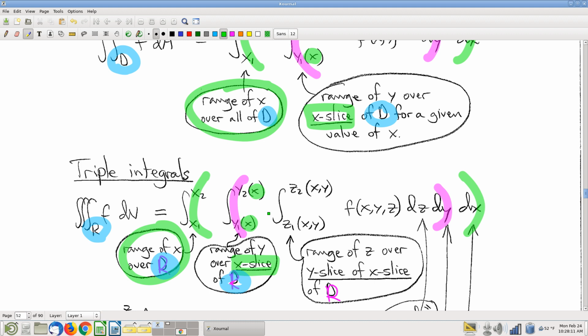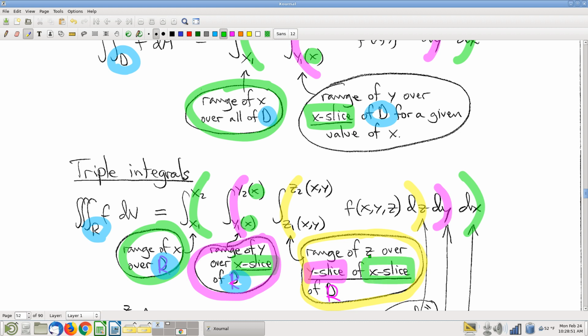So the tricky bit here is that now there's yet another step. There's this z integral on the inside here. So what's the range of values of z? Well, the pattern that we used for determining the range of values of y continues. For the range of values of z, we're going to look at the y slice. Now, don't forget that y slice is a slice of, we've already agreed, an x slice.